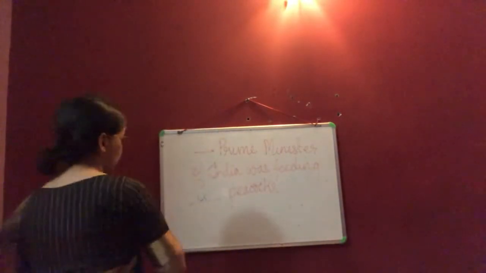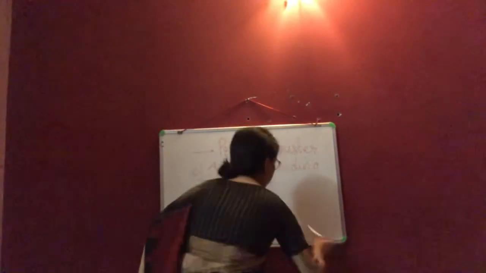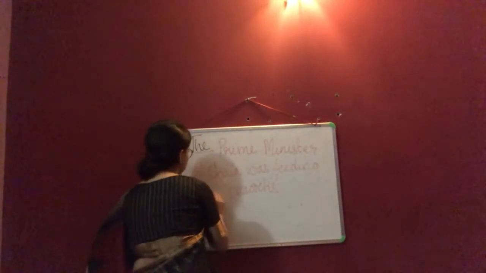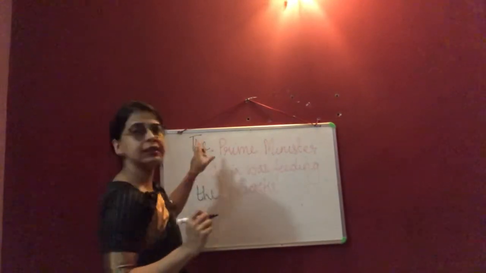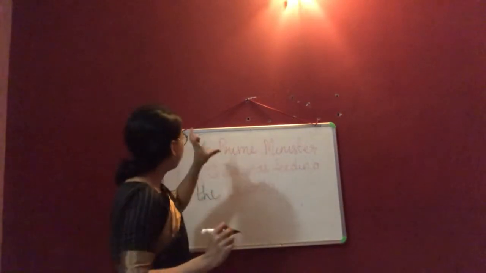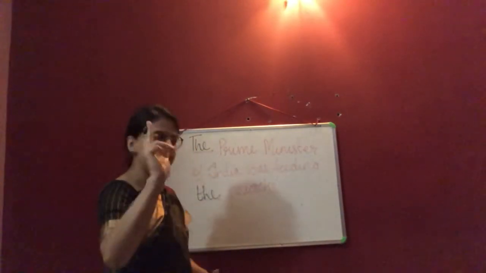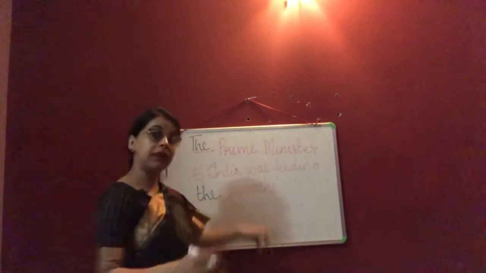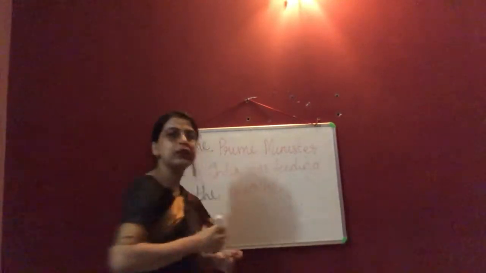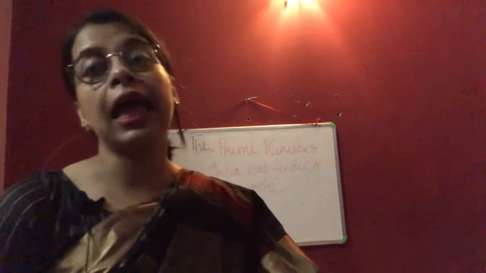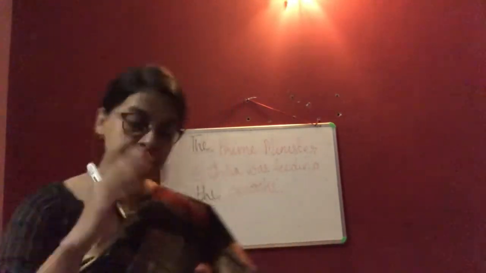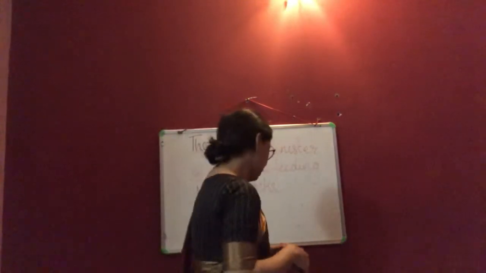So what is going to come here, children? What is going to come here? The. Okay, and also the here. Why? The is a definite article. It is pointing about a particular person. Have you seen particular person? Our prime minister, one and only. Similarly, the peacocks, that means that particular time, those particular peacocks only. So the is a definite article. A and an are indefinite articles. Please remember, the is a definite article.